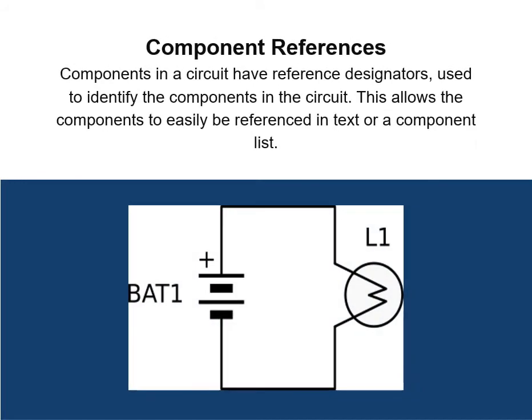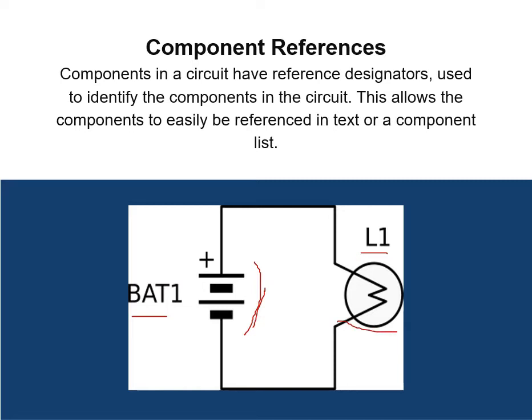Components in a circuit have reference designators, or references used to identify the components in the circuit. This allows the components to easily be referenced in text or a component list. So aside from the symbol, we also have the reference designators here: BAT for the battery, and L for the lamp.